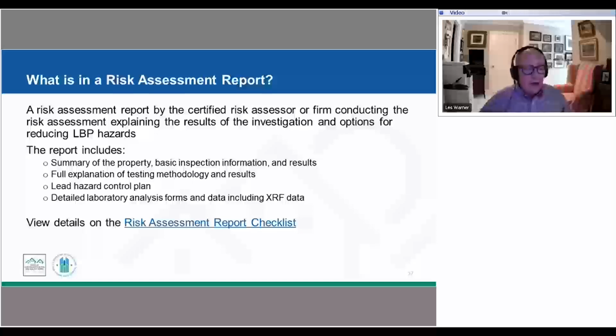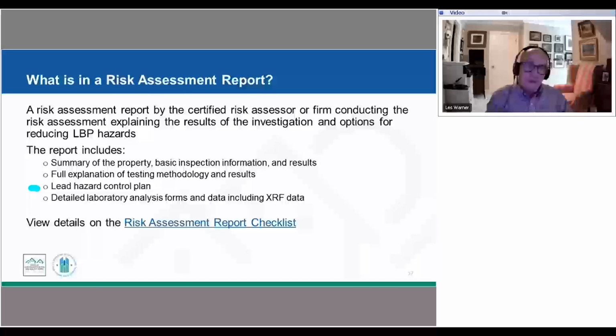So when we talk about doing work to remediate or reduce those identified lead hazards, we're going to be looking to that lead hazard control plan to identify what the appropriate steps would be. An important component of that will include all of the laboratory information or the data that was produced by our XRF machine, to document with each of our sampling methodologies what was found in each one of those sites.